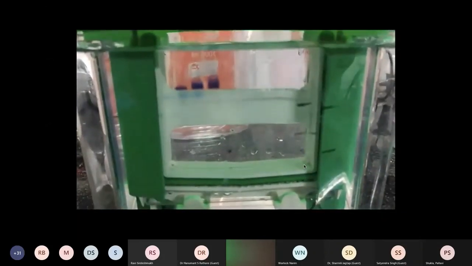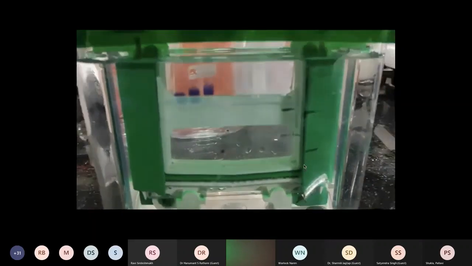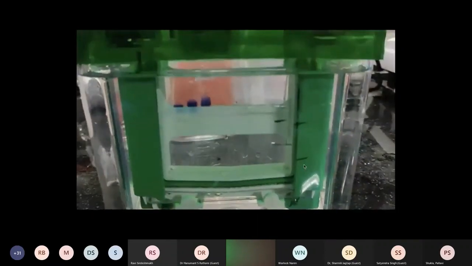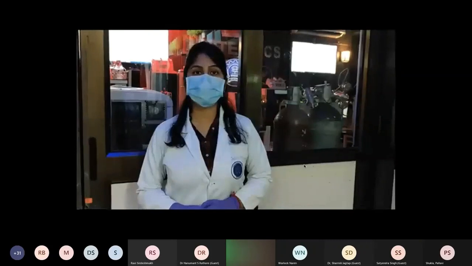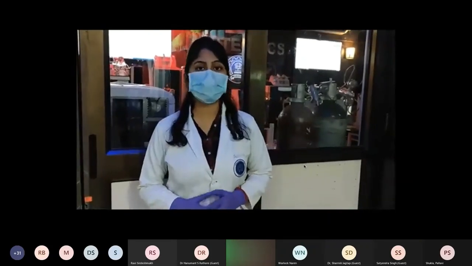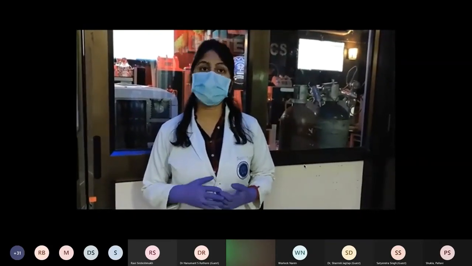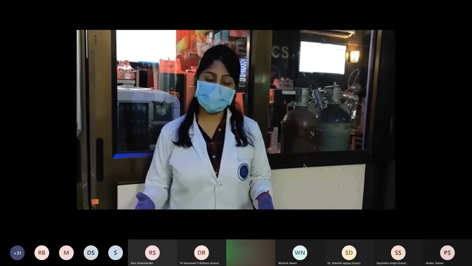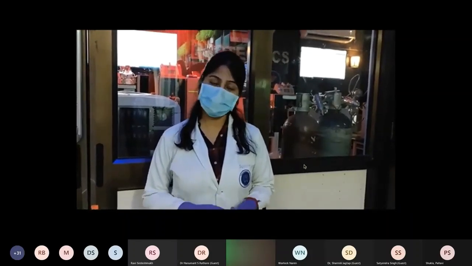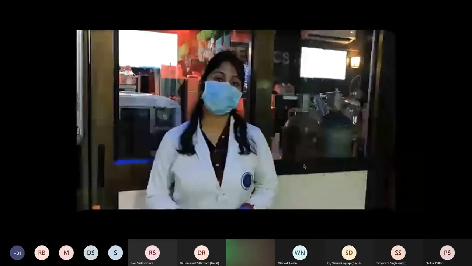Here we can see that electrophoresis has started. It has to be performed for around 1 to 2 hours. So the gel electrophoresis may take around 2 hours, and after that, in order to visualize the proteins, it should be stained and de-stained to remove the extra stain.